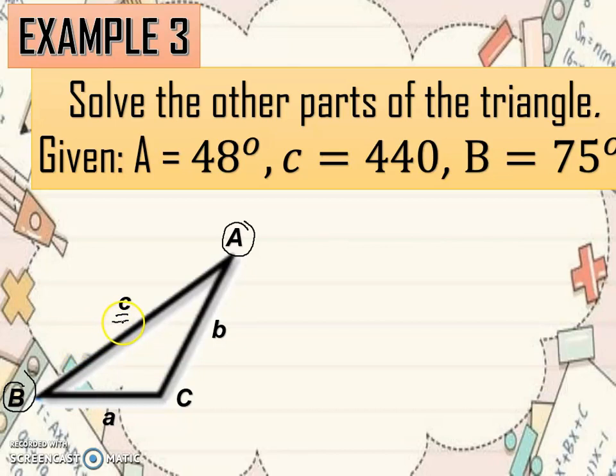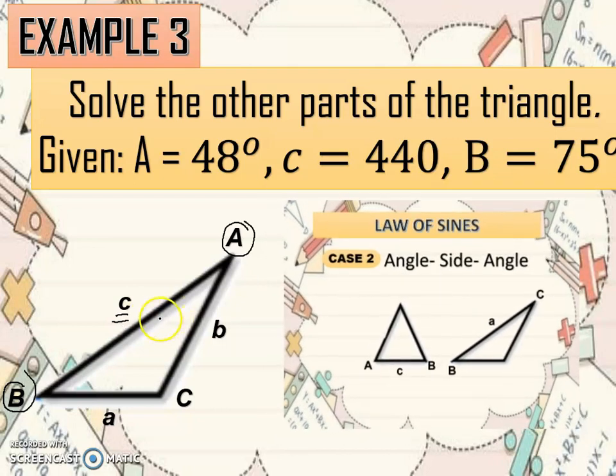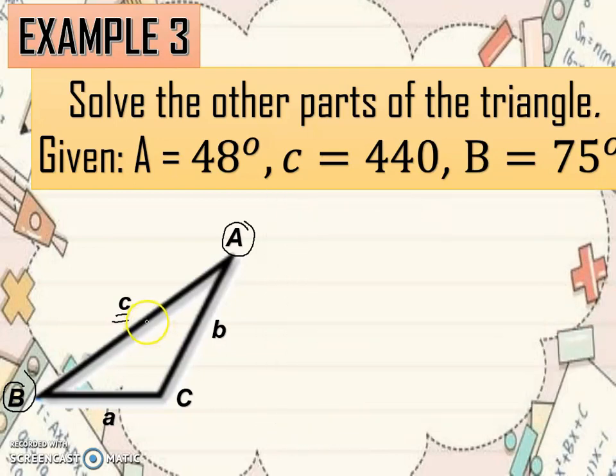So you determine, class, what type of case the given is. 2 angles and 1 included side. Yes, you are right. This case is case 2. And since this belongs to case 2, then we will solve using the law of sine.